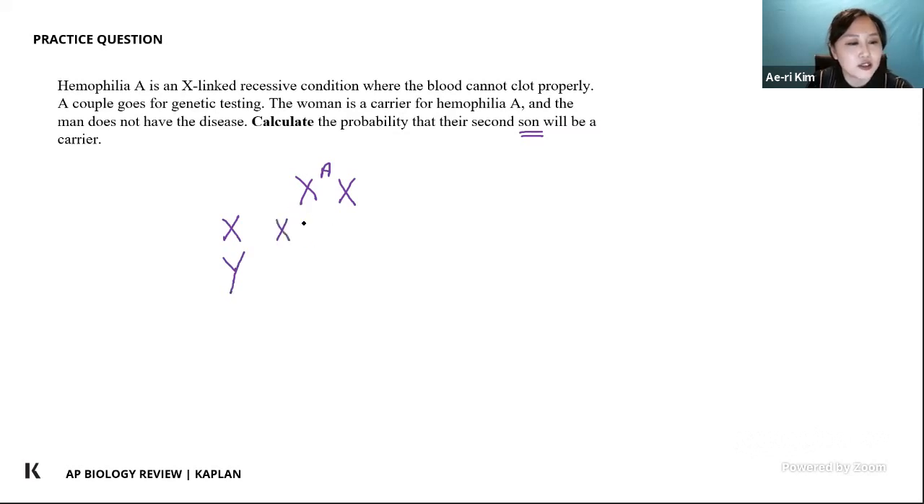So if you do the Punnett square, right? So here's another female carrier and a homozygous dominant female. And then you have a male affected, and then you have a male unaffected, no carrier. So there's no such thing as a carrier for an X-linked recessive male.